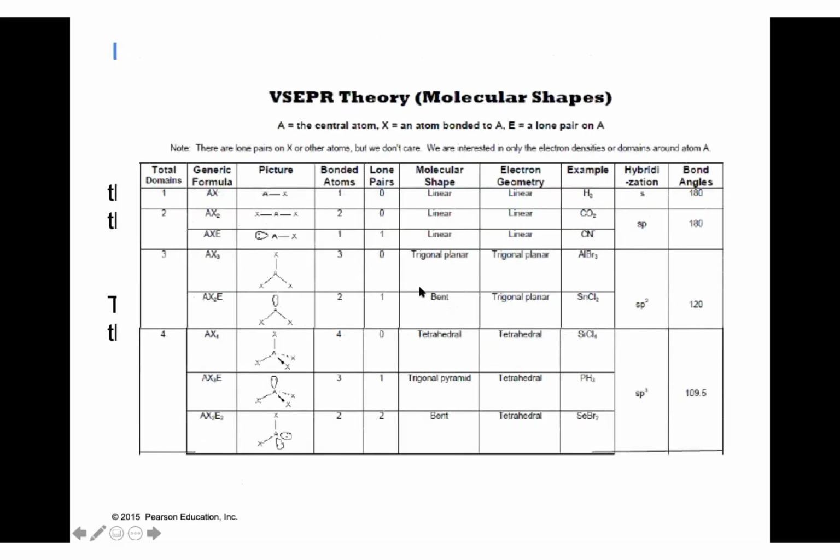You can see here, for example, for AX3 there is no lone pair around the central atom. So the electron geometry and molecular geometry will be the same. But when we have a lone pair, for example AX2E, the molecular geometry or molecular shape is the same, and the electron geometry will not be the same. So please pay attention to this.